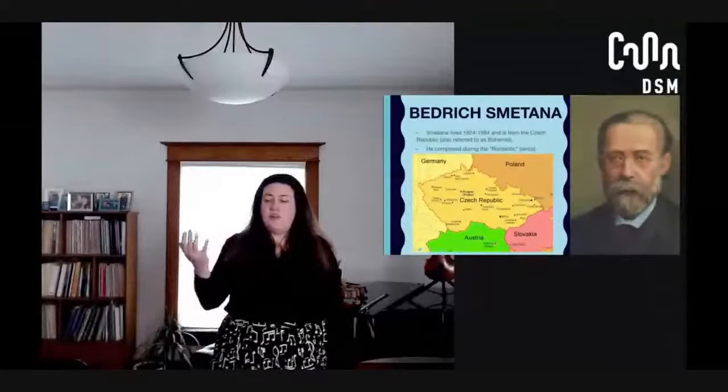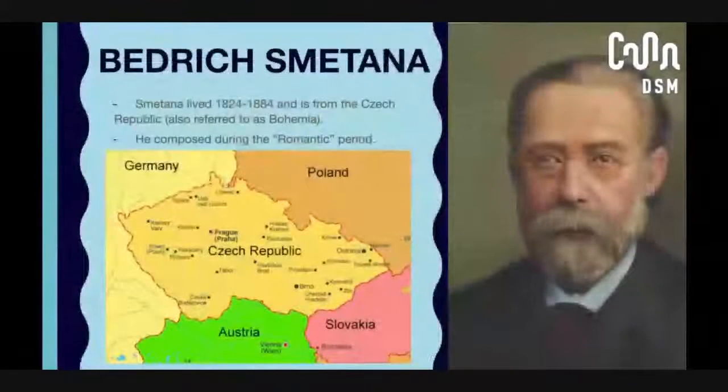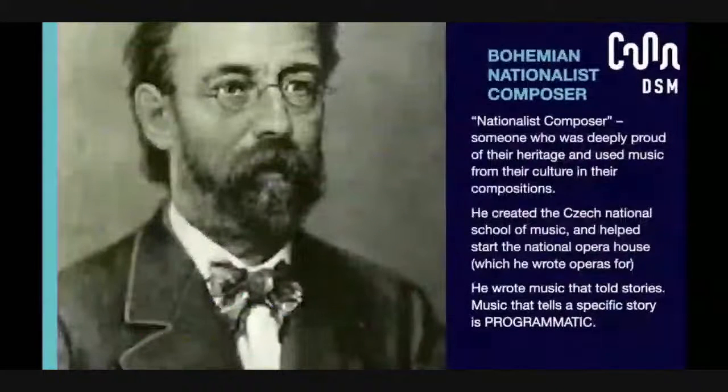He was one of the very first who became popular there, and he wrote in the era that we consider romantic music. So Smetana is someone that we would call a Bohemian nationalist composer, and we use this term nationalist composer a lot when talking about composers. It's basically someone who was very deeply proud of their heritage and composed music that used folk tunes from where they grew up and just exemplified, portrayed their culture really well. So he was known for doing that with his compositions.